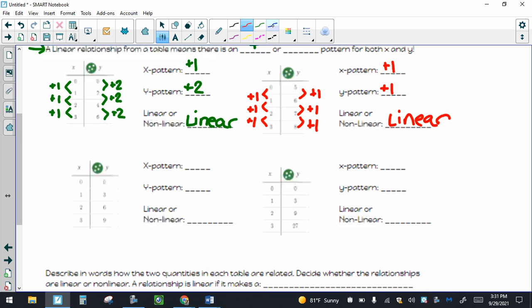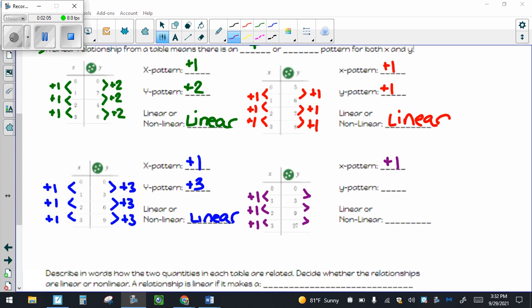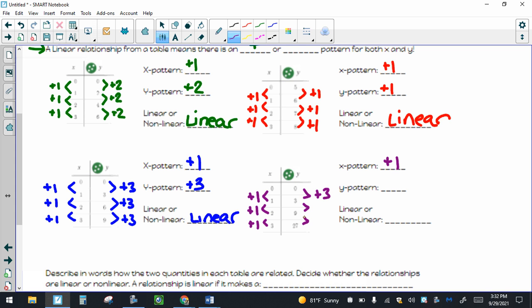All right, this time we're going to pause it, do both of these guys on the bottom, see if you can figure out your patterns. All right, hopefully you made it this far with me. I actually want to talk about this Y side because you might have noticed that to get from 0 to 3, I can do plus 3, but then from 3 to 9, that's plus 6, and then from 9 to 27, that's plus 18, and that is not an adding pattern.